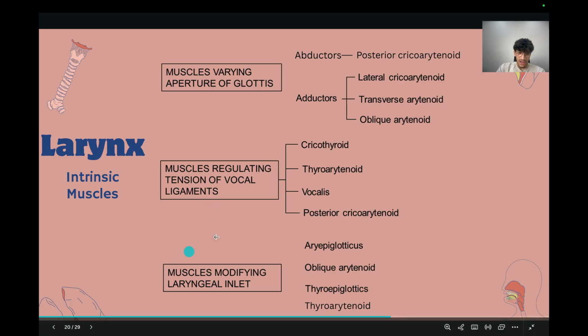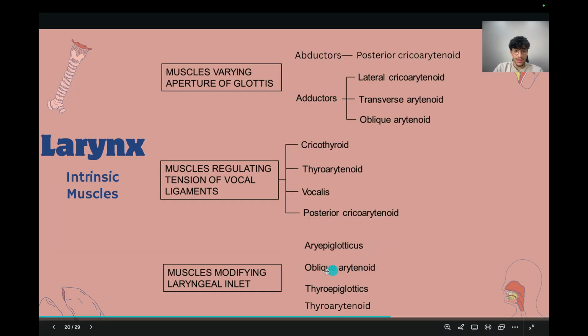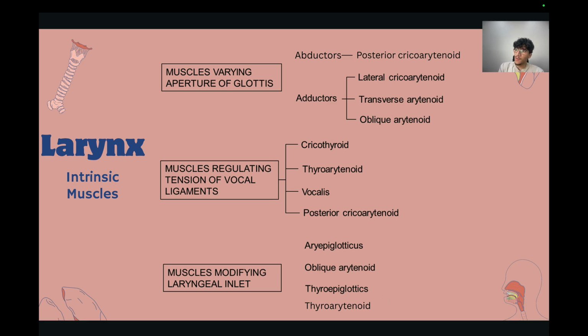And for the muscles modifying the laryngeal inlet, you have the aryepiglottis, oblique arytenoid, thyroepiglottis, and thyroarytenoid. Now, it seems complicated, but all these muscles, they're named after where they connect.